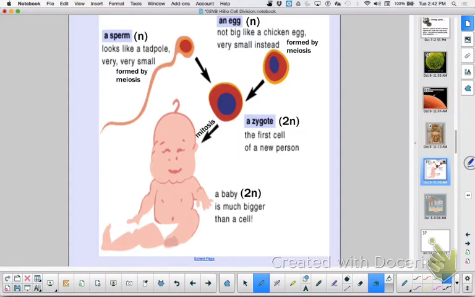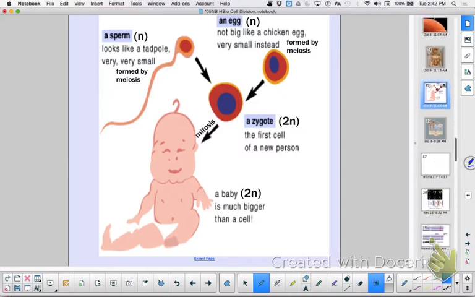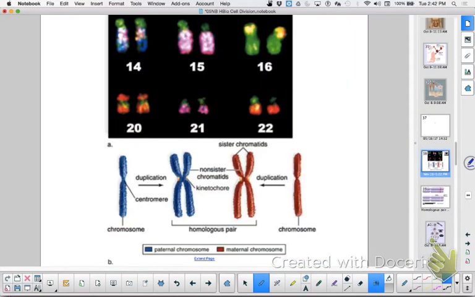Okay, so now we're reviewing development too. Right? Do you remember that part? That's how you get to be a baby. That always scares me.